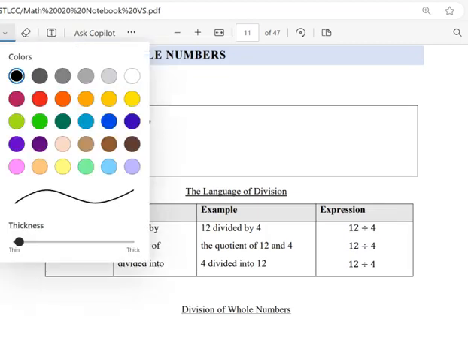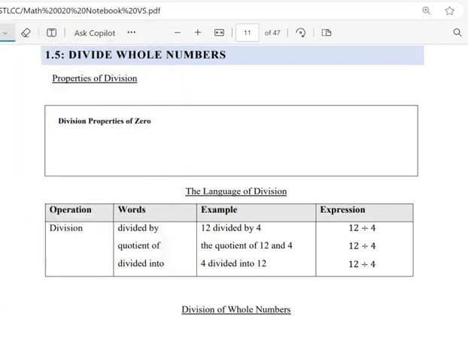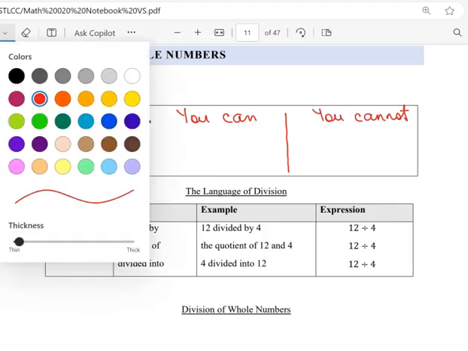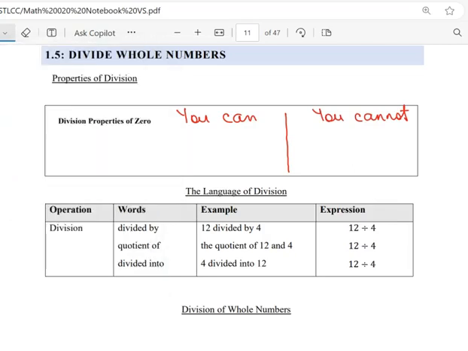Division properties of zero is probably one of the fundamental things in math because it touches upon the concept that not everything is possible in math. So we have two scenarios. There are certain things that you can do and certain things you cannot. In the category of things that you can do, you can divide a zero by a number. So 0 divided by a number equals 0. So you can do that.